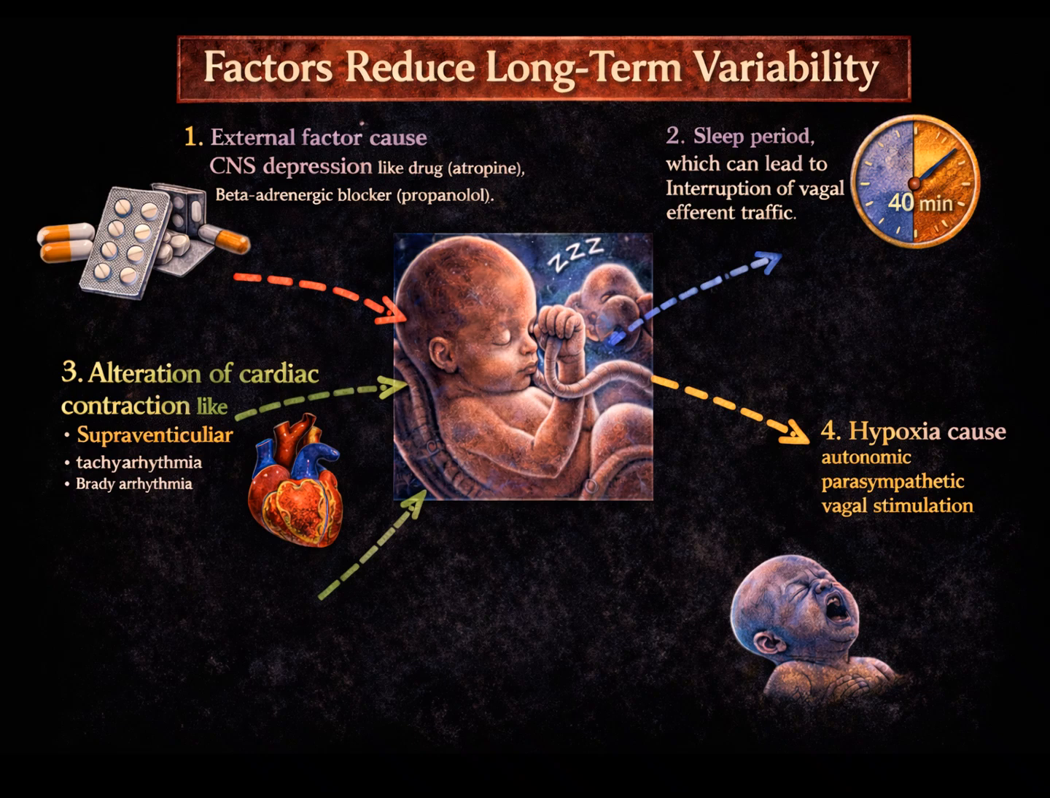Alteration of the cardiac contractions, like supraventricular tachycardia or bradycardia. Hypoxia causes autonomic parasympathetic vagal stimulation. So these are more factors which can affect the long-term variability and should be considered a concern.